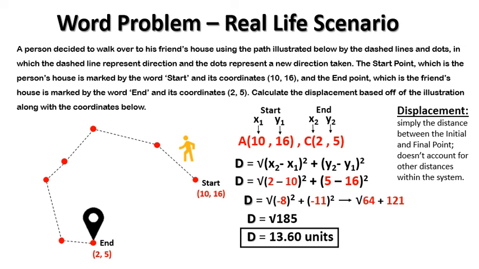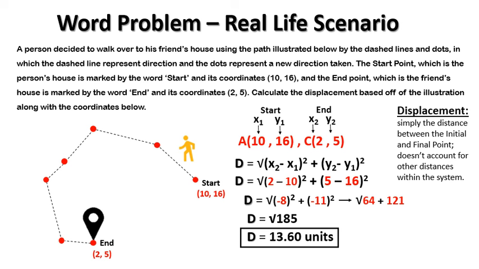First of all, what is displacement? Displacement is simply the distance between the initial and final point, and it doesn't account for other distances within the system. Thus, the displacement in this scenario would be the distance between the start point, which is the person's house, and the end point, which is the friend's house. For the coordinates of the start and end points, we'll assign their components in the formula as 10 equal to x1, 16 equal to y1, 2 equal to x2, and 5 equal to y2.